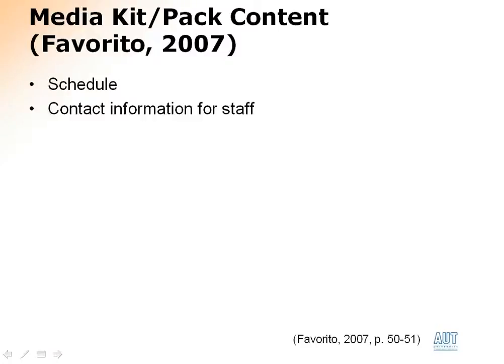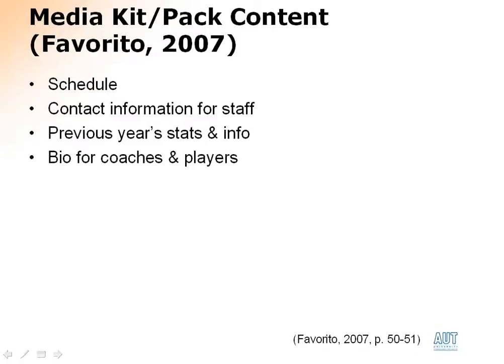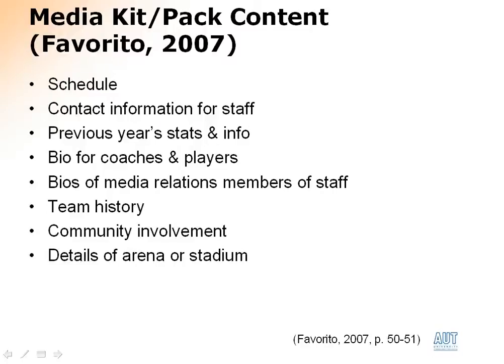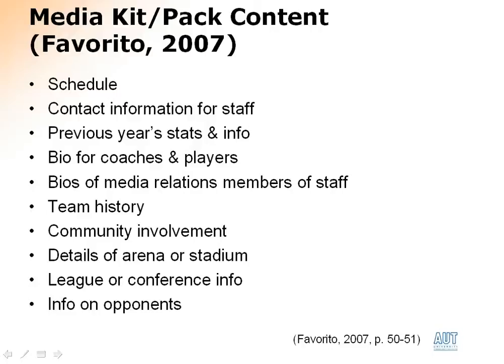So why create one? Favorito talks about the components. You need to have a schedule of what's actually in the kit, contact information for staff, previous year's stats and information, your bio for coaches and players for sports, bios of media relations, members of staff. You need to have a bit about your team history and what your stats have been, your records, how involved you are with the community, where you play from, and any conference information and information on opponents sometimes.